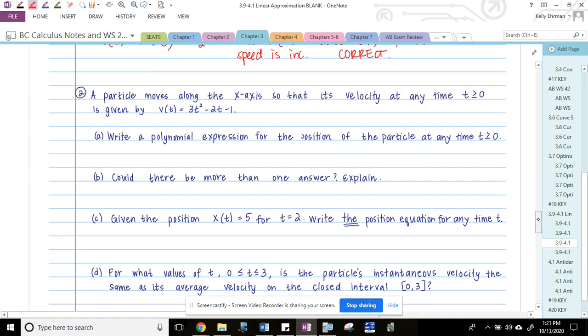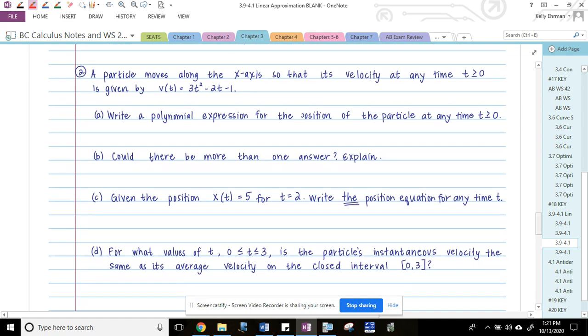All right, number 2. A particle moves along the x-axis so that its velocity at any time t greater than or equal to 0 is given by this function. Write a polynomial expression for the position of the particle at any time t greater than or equal to 0. Now, we haven't talked about integrals. I know some of you have worked with integrals in physics class, or if you had AB last year, but don't think about anything like that.